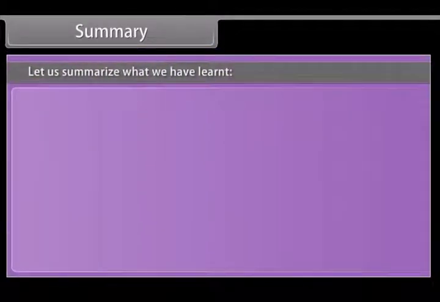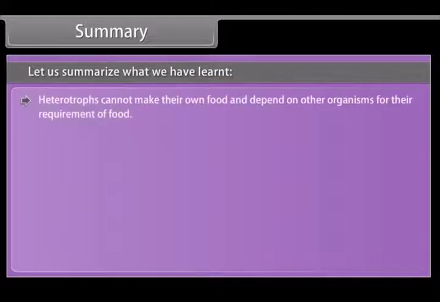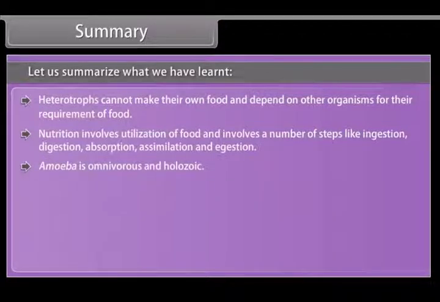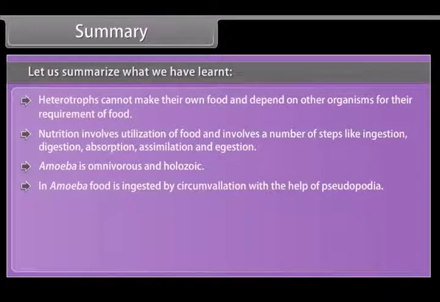Summary. Let us summarize what we have learned. Heterotrophs cannot make their own food and depend on other organisms for their requirement of food. Nutrition involves utilization of food and involves a number of steps like ingestion, digestion, absorption, assimilation, and ejection. Amoeba is omnivorous and holozoic. In amoeba, food is ingested by circumvallation with the help of pseudopodia.